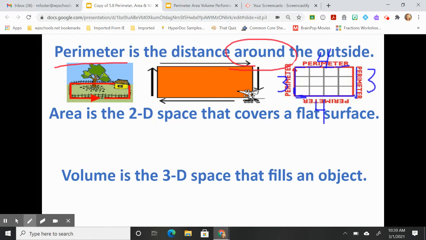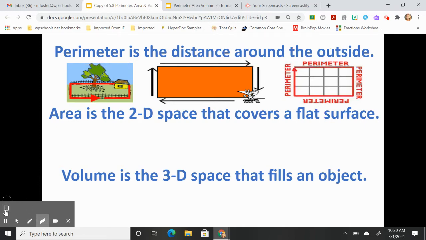Now, when we're talking about rectangles, there is something called a formula that you could use, and we will talk about that in the next couple of slides. Okay, so, all right, let's move on to area.